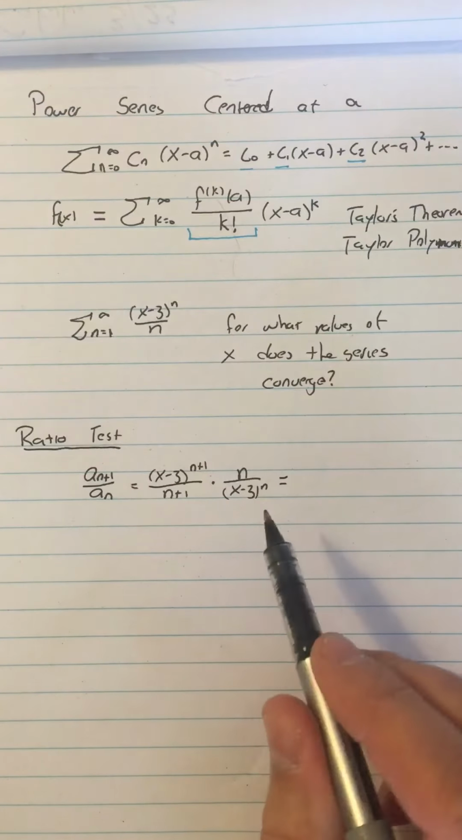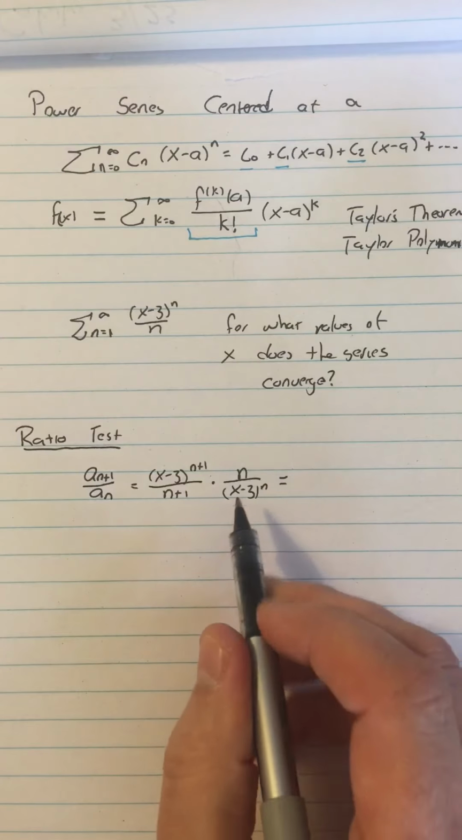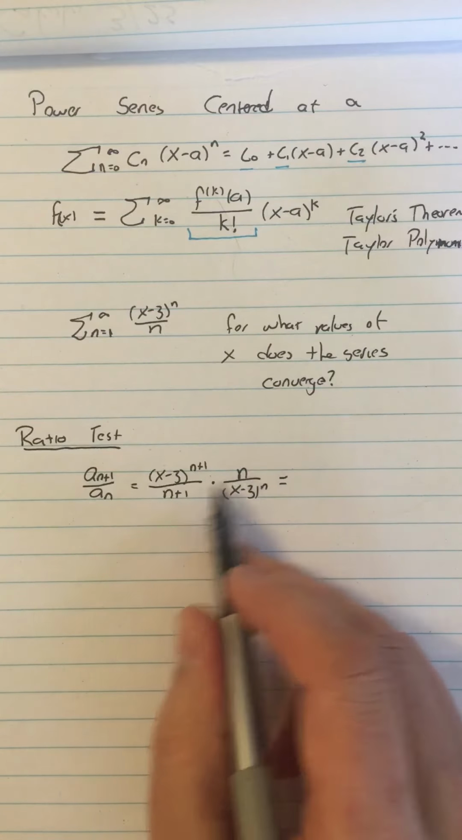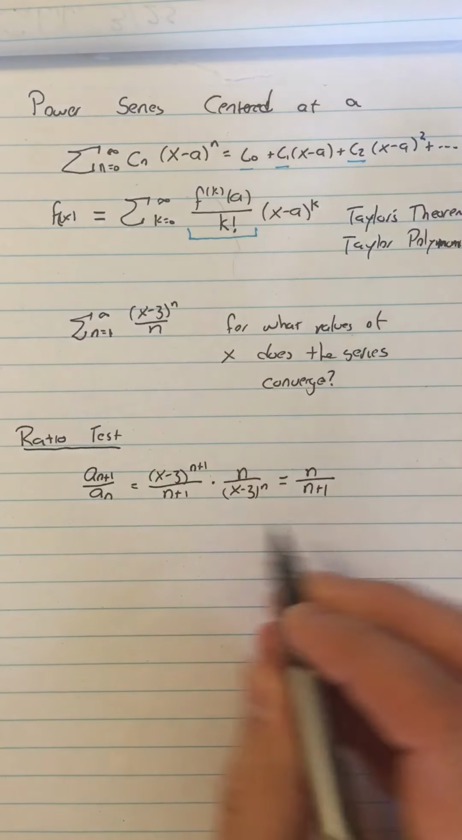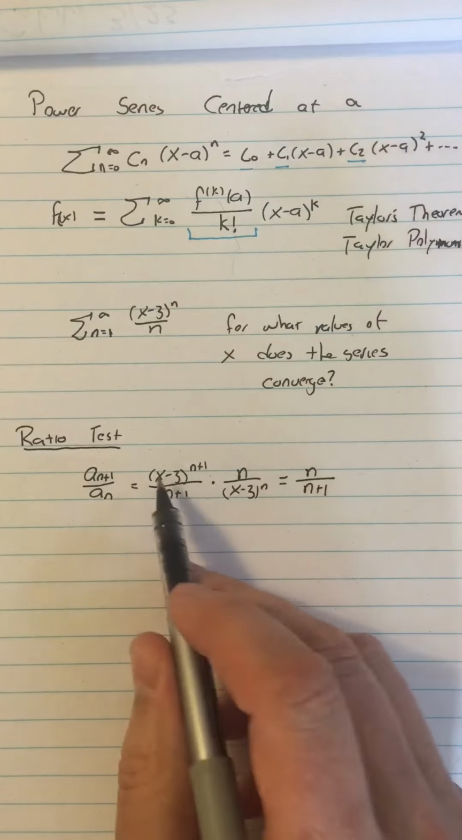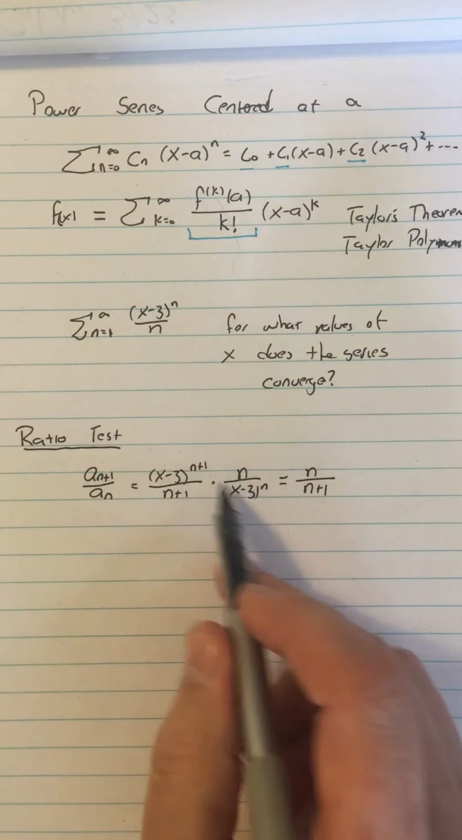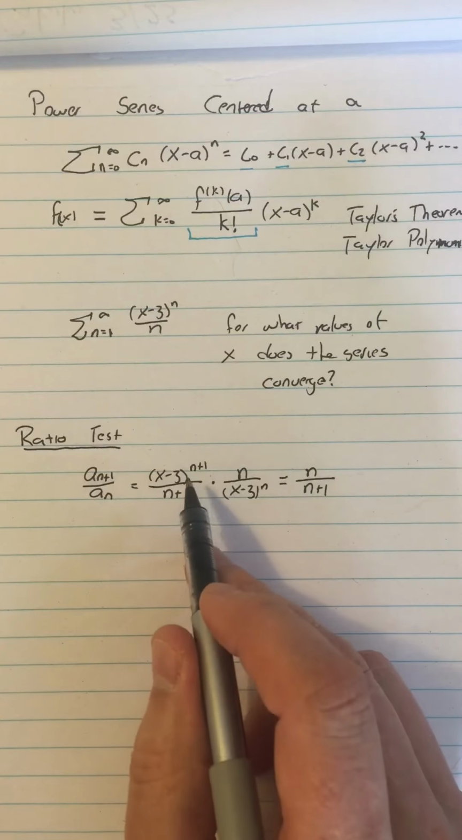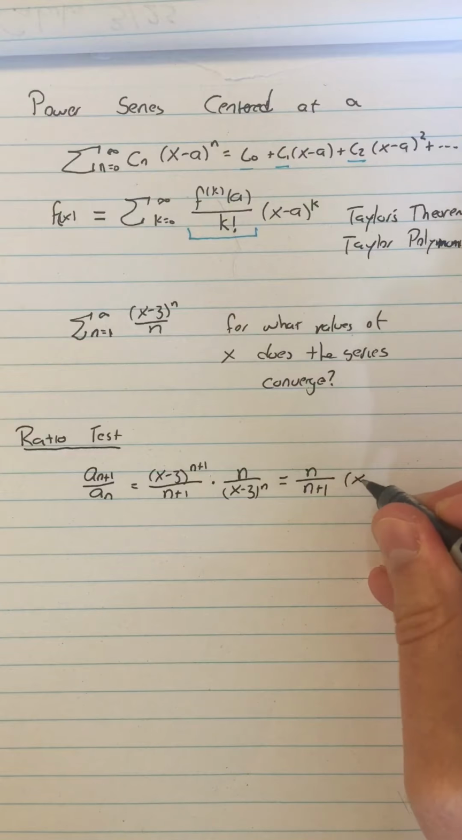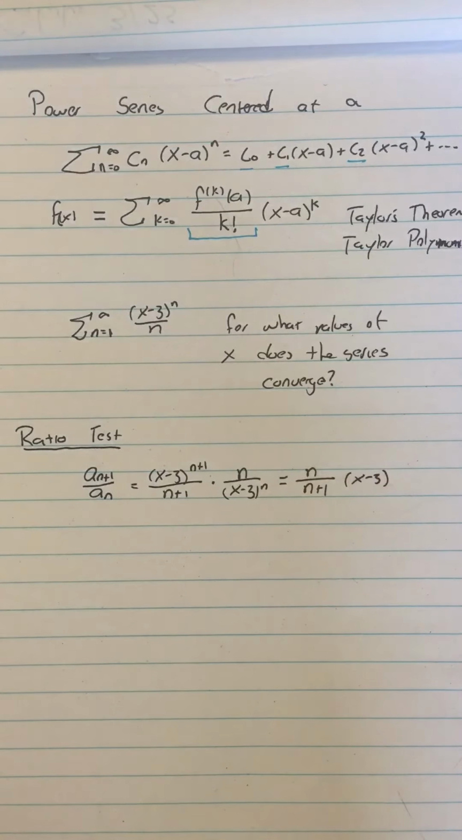We're starting to really typically see how these things fall out. We're going to have some part of it that's just going to be like n over n plus 1. Let's put that together. And then we're looking at things that have exponents, where one exponent is going to be one more than the other exponent. So everything's going to cancel out except that 1. So I'm just going to have x minus 3 in the numerator. I could put it over 1, but I don't feel like it. So that's what a sub n plus 1 over a sub n is.